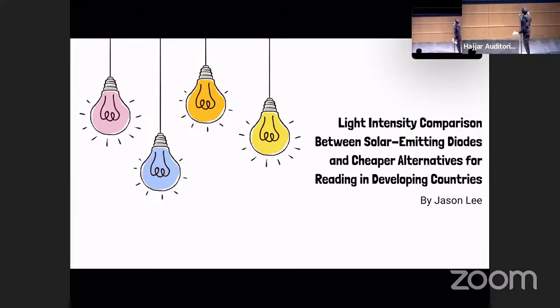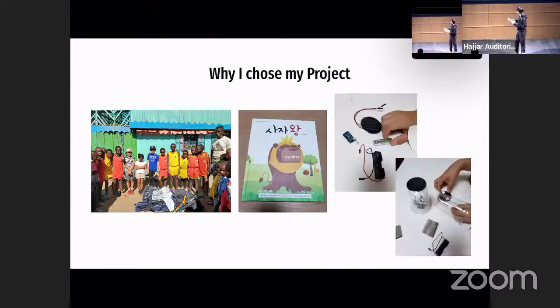So hi, and my presentation is about light intensity comparison between solar emitting diodes and cheaper alternatives for reading in developing countries. So a little background information. First I went to Kenya to donate baseball equipment and I really liked it and I wanted to do more stuff. So what I did was translate Korean books and then send them solar powered LEDs in reusable plastic.